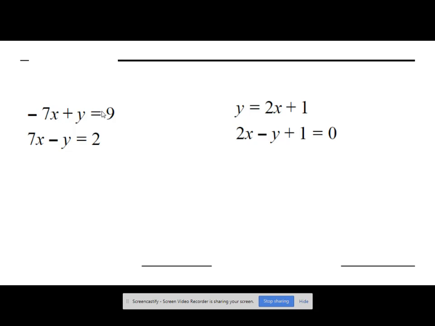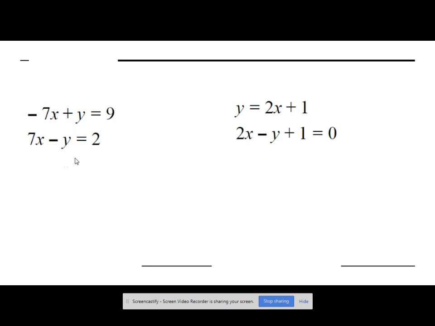I'm going to use the elimination method or the addition method. I see that the x's are lined up and the y's are lined up, so I'm going to add straight down the line. -7x plus 7x is 0. So far that works out really well. And y minus y is 0, which is weird because now we have 0 on the left side of the equal sign. Equals 9 plus 2 is 11.